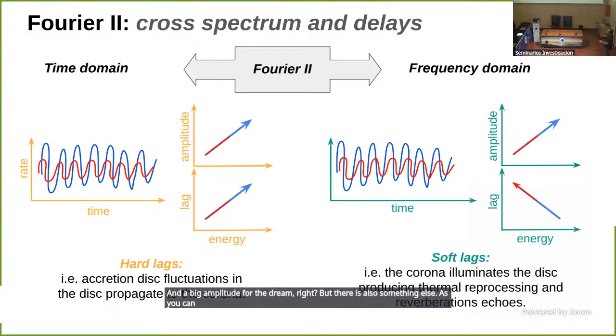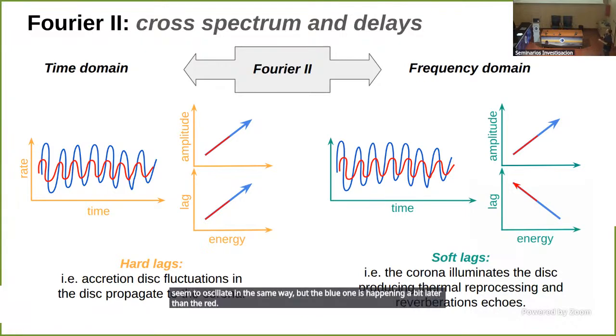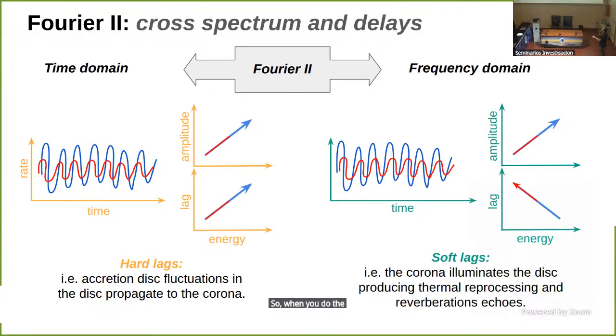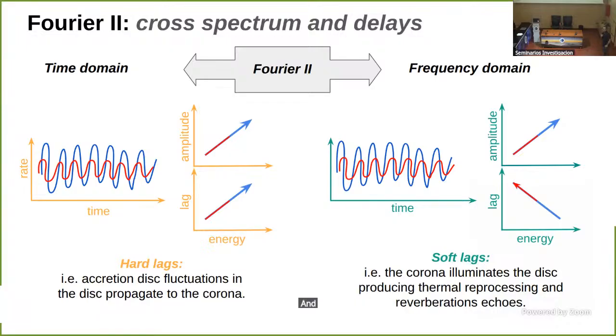But there is also something else. As you can see, they both seem to oscillate in the same way, but the blue one is happening a bit later than the red. So when you do the cross spectrum, you also get this information. There is a lag, a delay between the red photons that come first and the blue photons, or the hard photons, that come after. And in this case, it's the opposite.